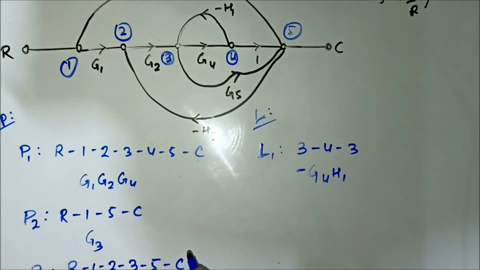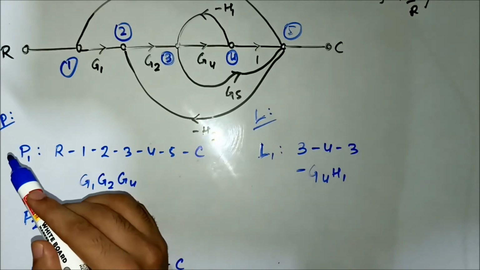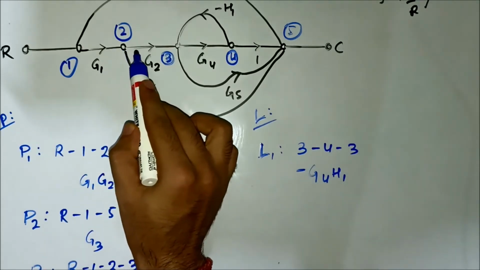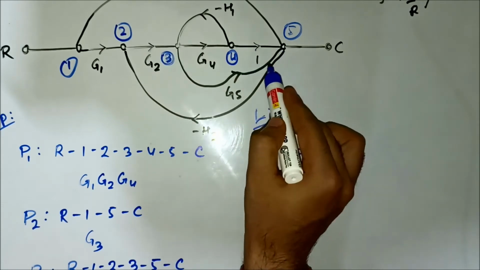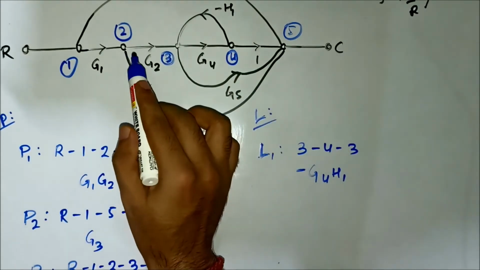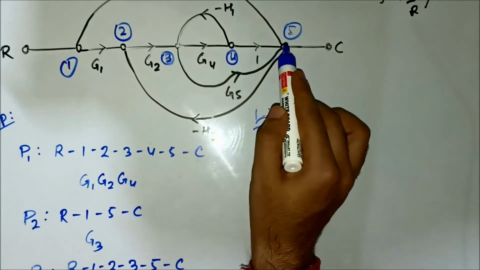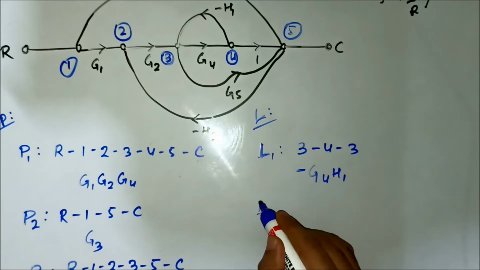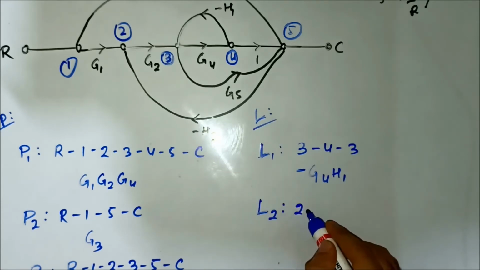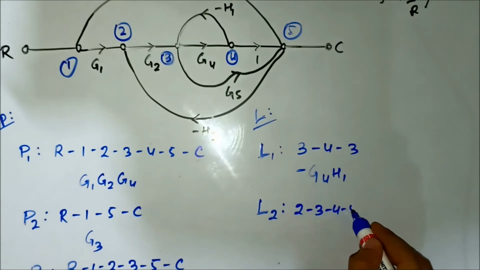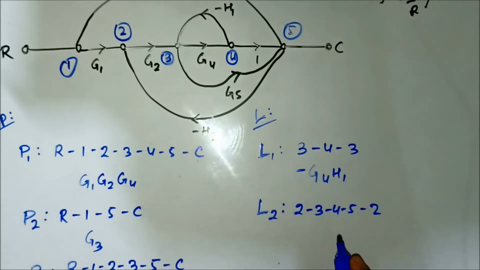Then the second loop, if you notice, is 2, 3, 4, 5, 2. That is the second loop, and the gain is minus G2 G4 H2: G2 G4, and then minus H2. So it is minus G2 G4 H2.